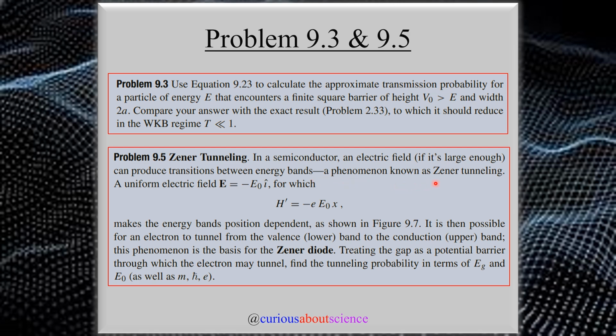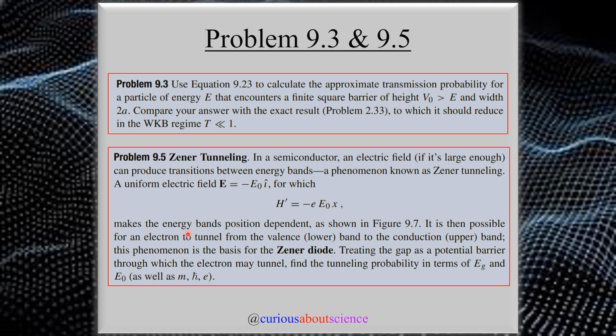A phenomenon known as Zener tunneling will happen. A uniform electric field E, which is equal to negative E naught i, so we're just putting a direction on it, for which the perturbed Hamiltonian is equal to negative e E naught x, so we have the energy term here and a position for the energy. And then we see this makes the energy band position dependent. That'll become a problem here soon, as shown in figure 9.7.